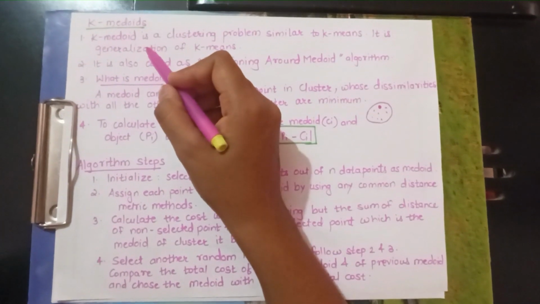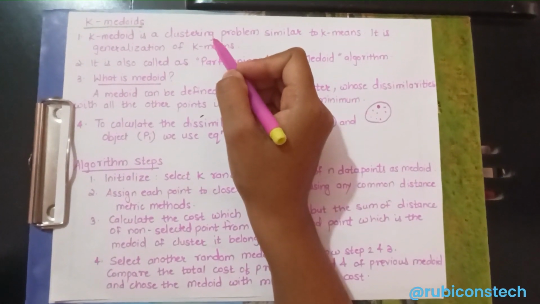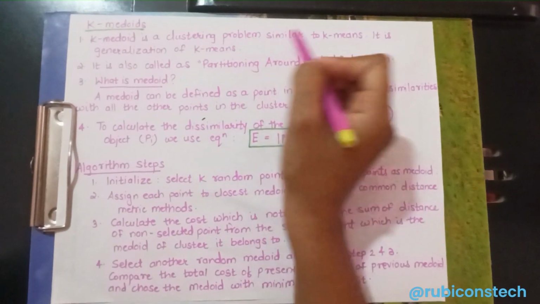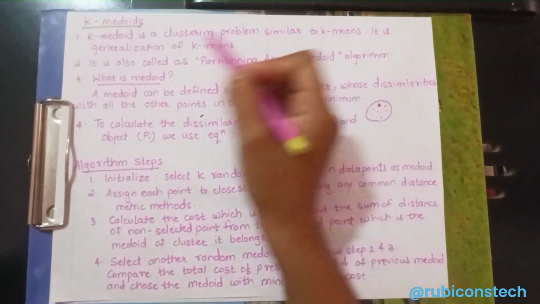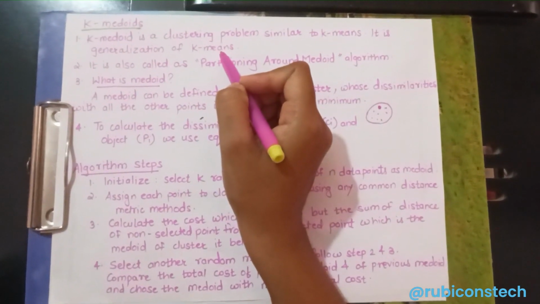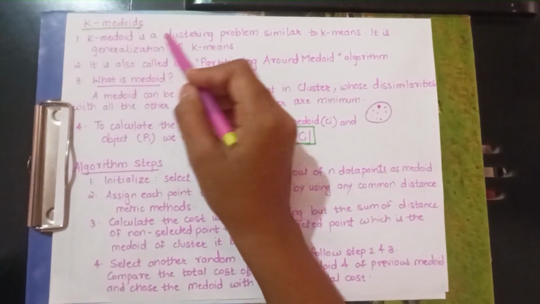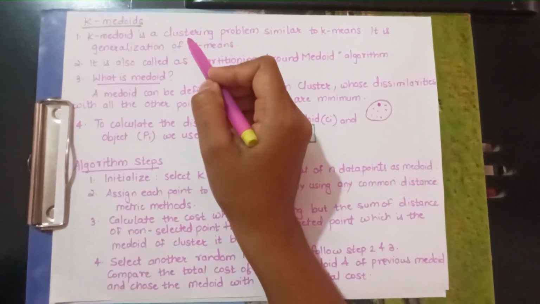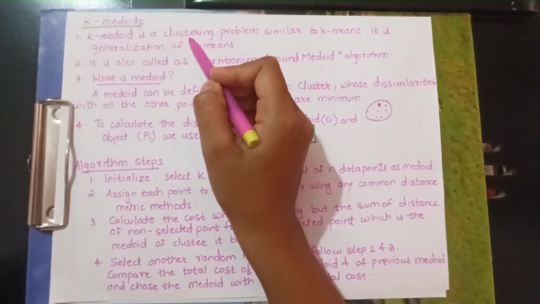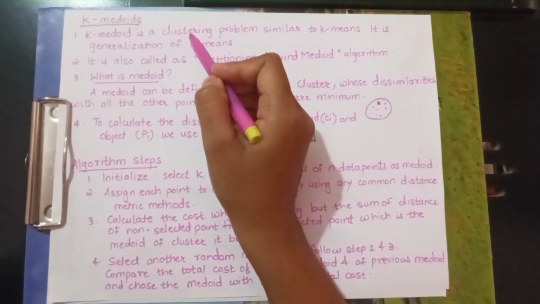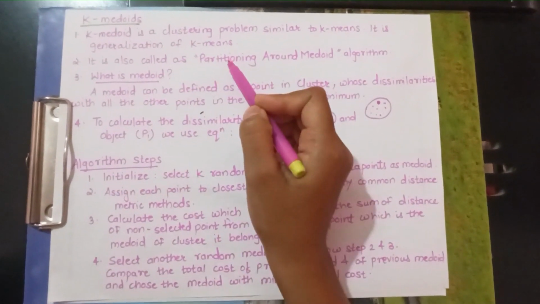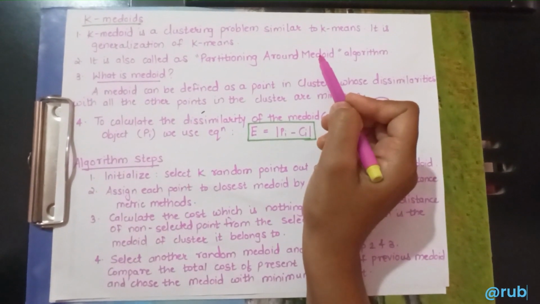So K-medoid is a clustering algorithm that is used to solve the clustering problem similar to K-means. It is the generalization of K-means. K-medoid is an unsupervised learning algorithm which is used to solve clustering problems. It is also called the partitioning around medoid algorithm.